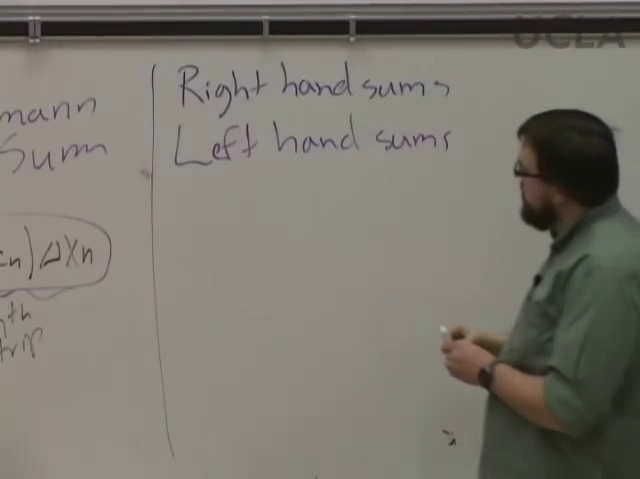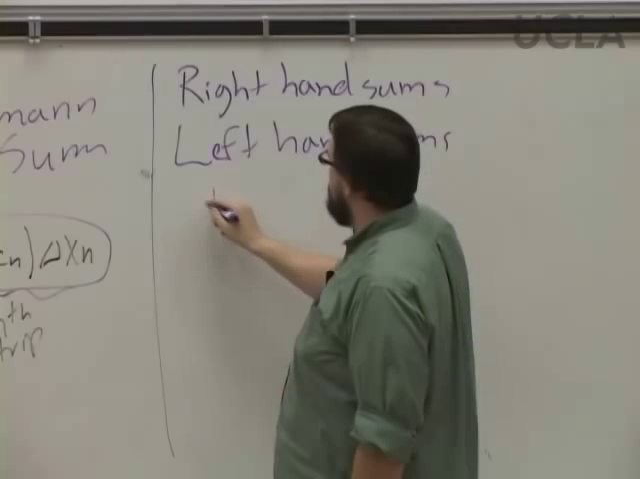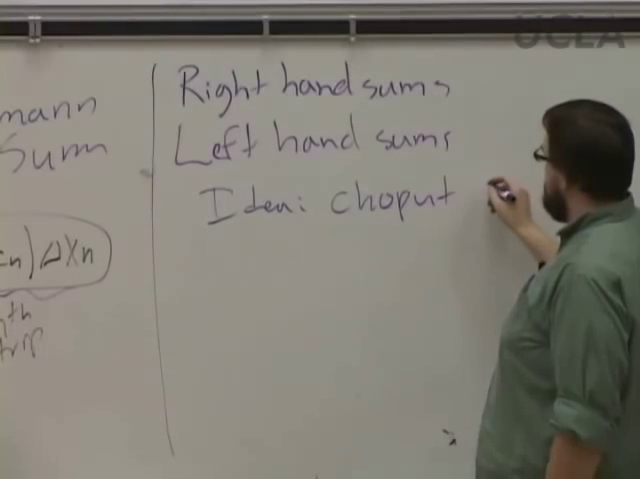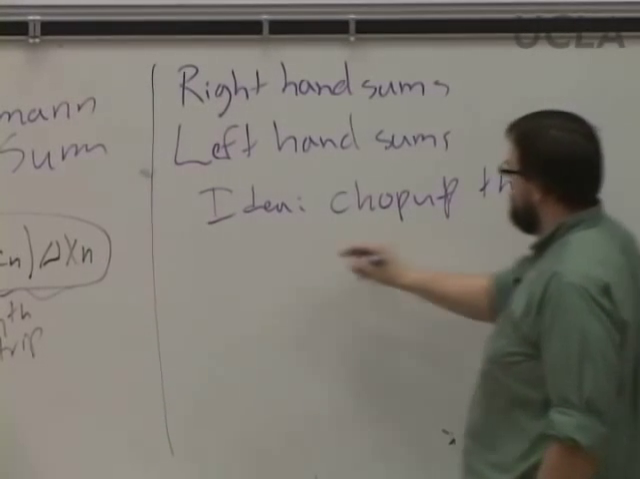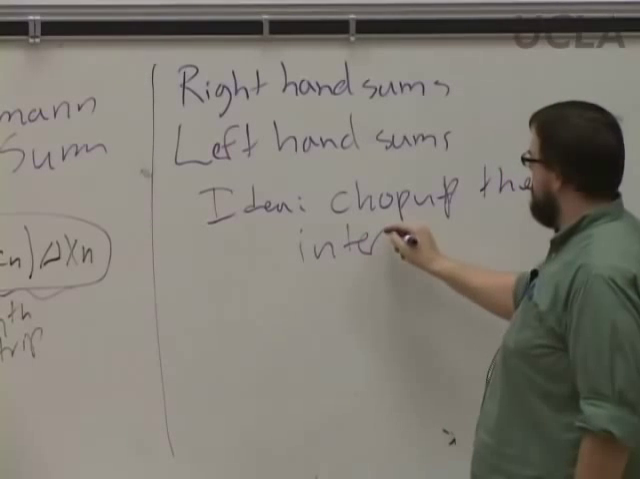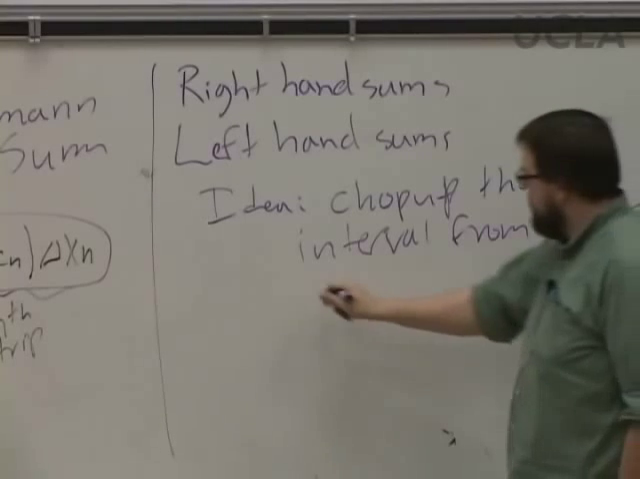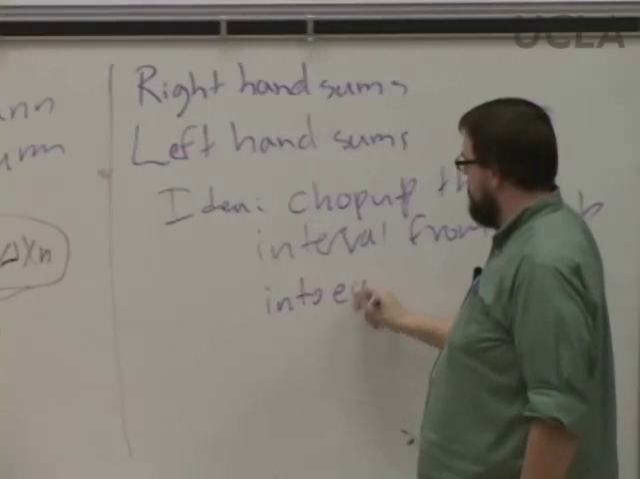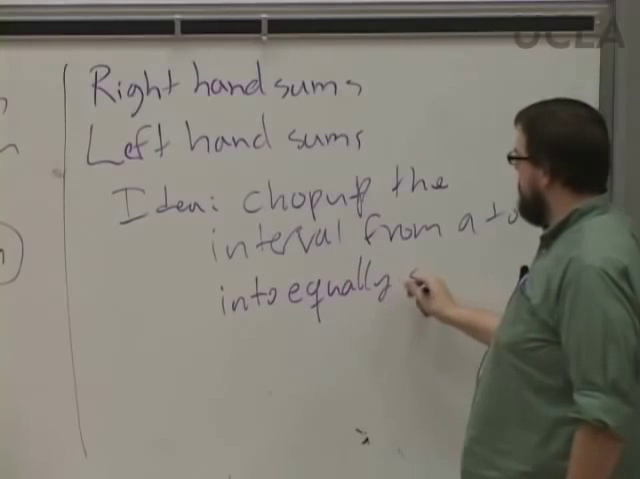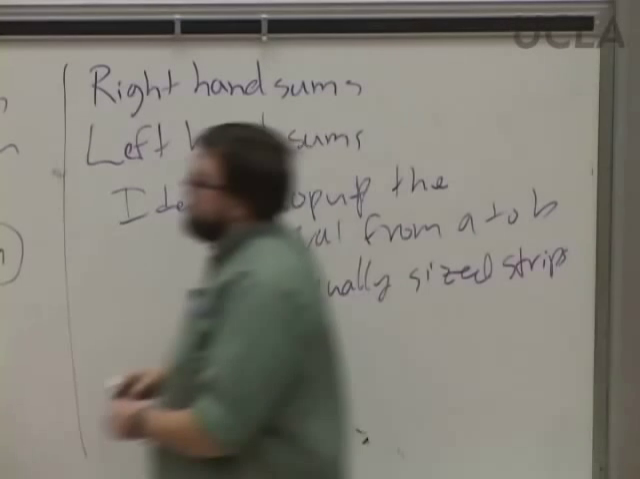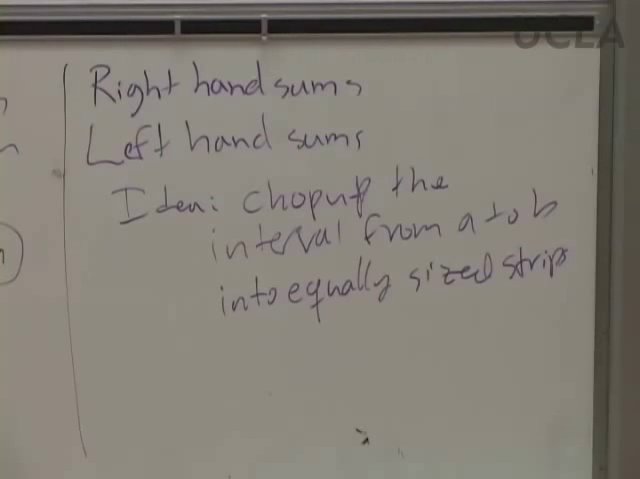And what is the idea? Well, the idea here is we chop up the interval from A to B into equally sized strips. Now, when I talk about the size here, I mean the bottom. So in other words, it really does match what happens in this picture, where every single width is the same. So I'm going to chop it up so all the widths are the same at the bottom.